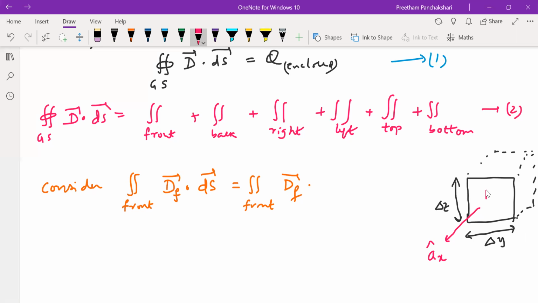If we choose a small differential surface area, the dS here, then this dS will have an area dy into dz. dy dz is the differential area taken over the incremental area of delta y into delta z. This dy dz will be available in the limiting case. So, in place of dS here, what we can write is dy dz a_x. So, the differential area dS taken over front face will be dy dz a_x. It is a vector.